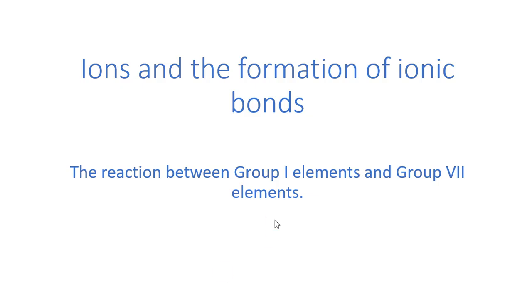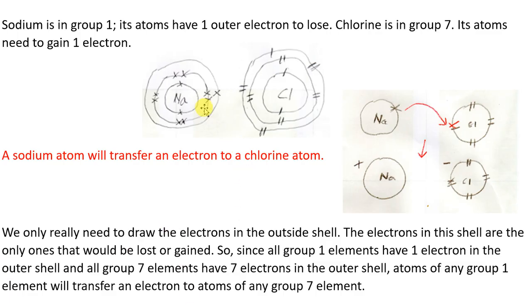My first example, a group 1 element. What do I know that means? 1 electron in the outside shell. A group 7 element, 7 electrons in the outside shell. Here's sodium as an example of a group 1 element. Those diagrams look very busy. Sodium with 1 electron in the outside shell, I see it there as a cross. Chlorine atom with 7 in the outside shell already, I can count. They're in pairs, 2, 4, 6, and 1 on its own, that's 7. 1 to be gained.